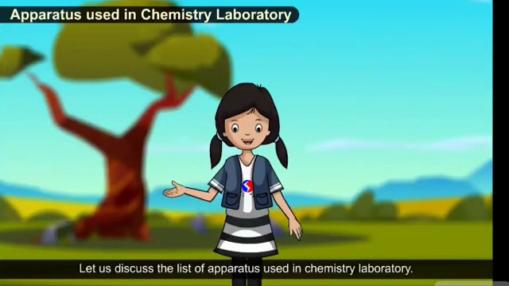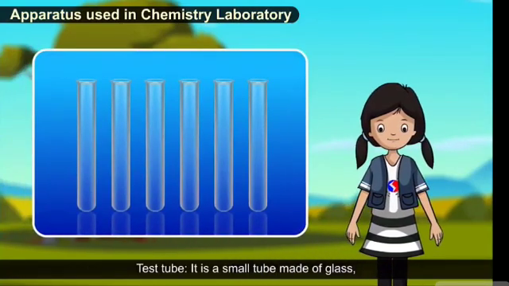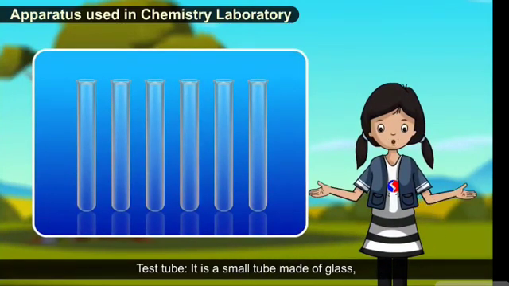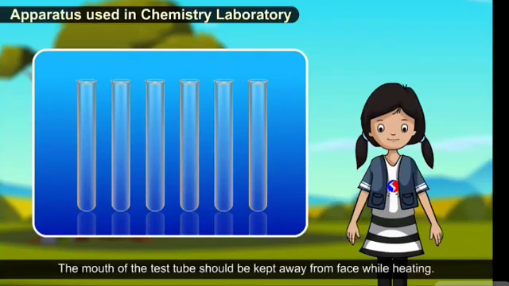Let us discuss the list of apparatus used in chemistry laboratory. First, test tube. It is a small tube made of glass used to heat small quantities of liquids or used to mix different liquids. The mouth of the test tube should be kept away from face while heating.